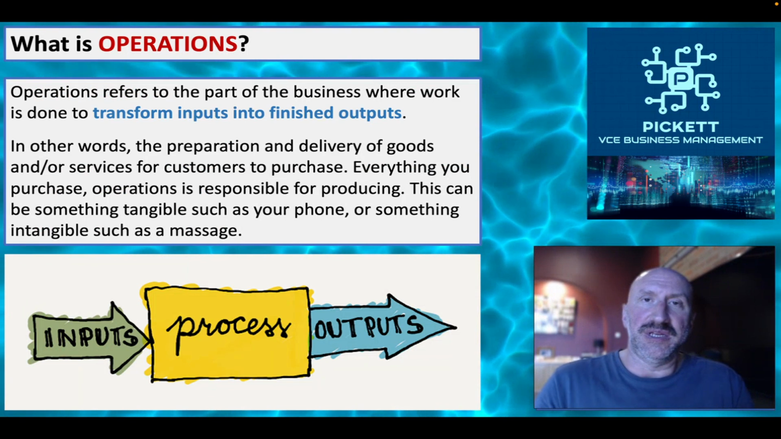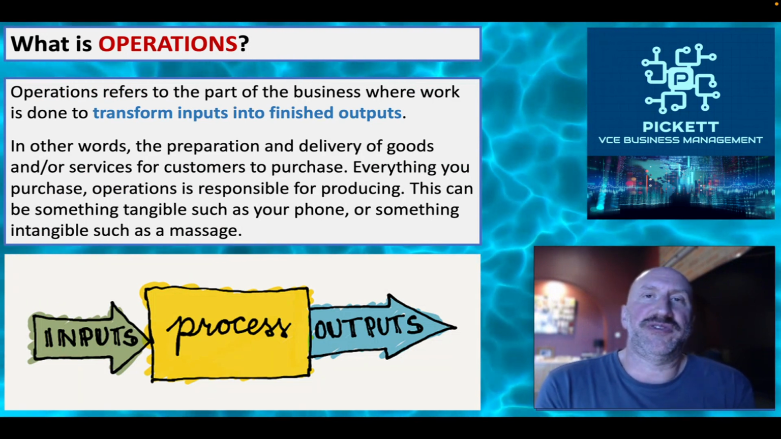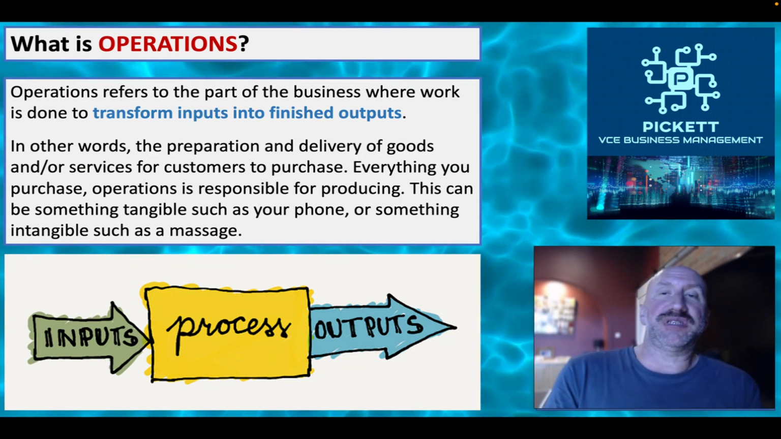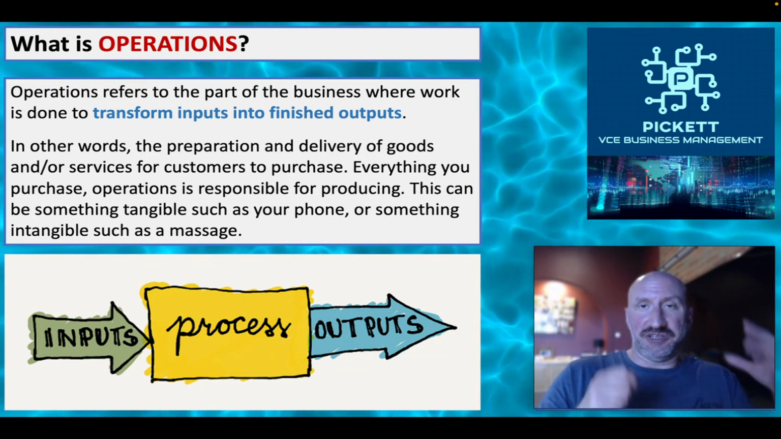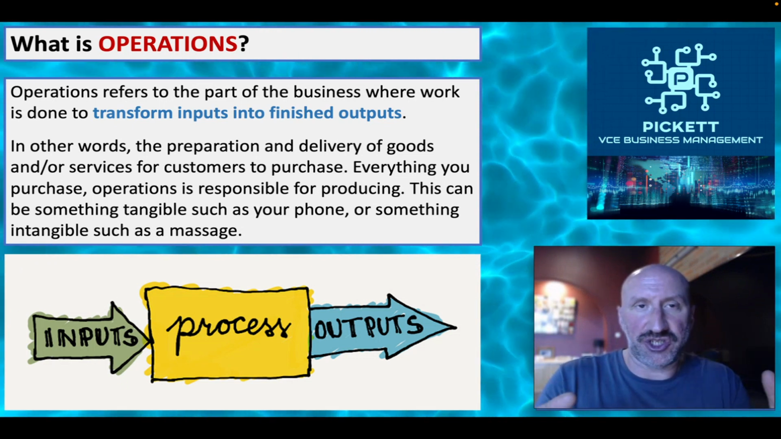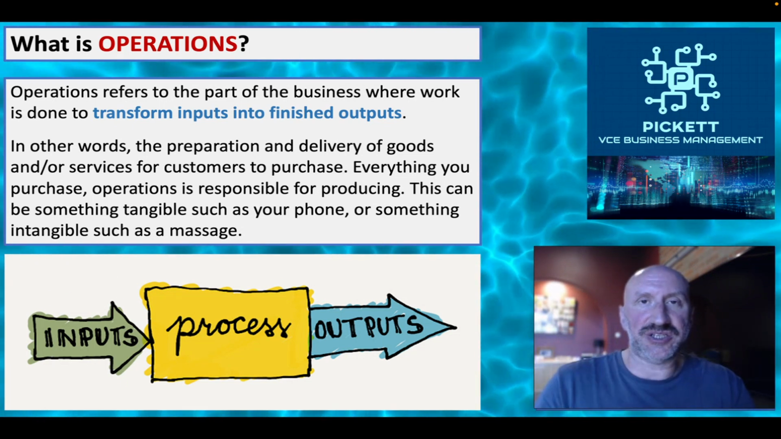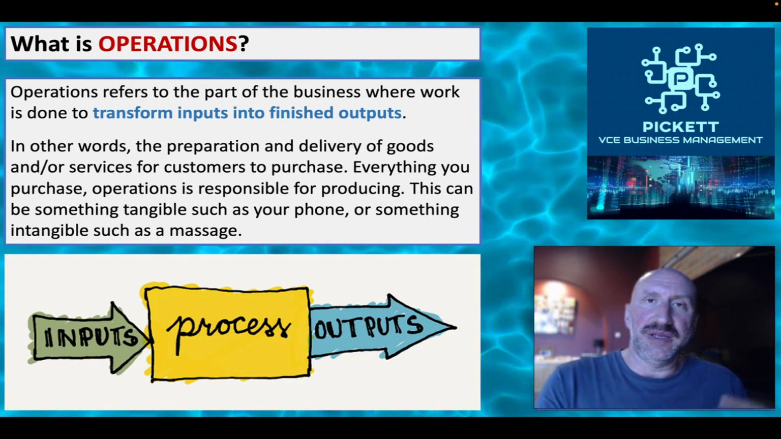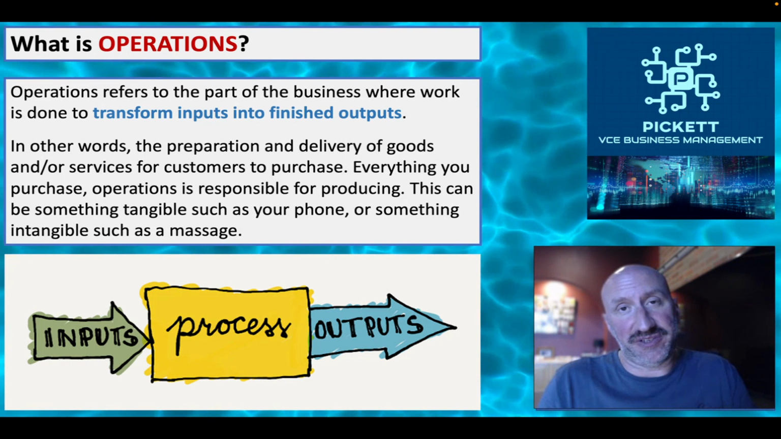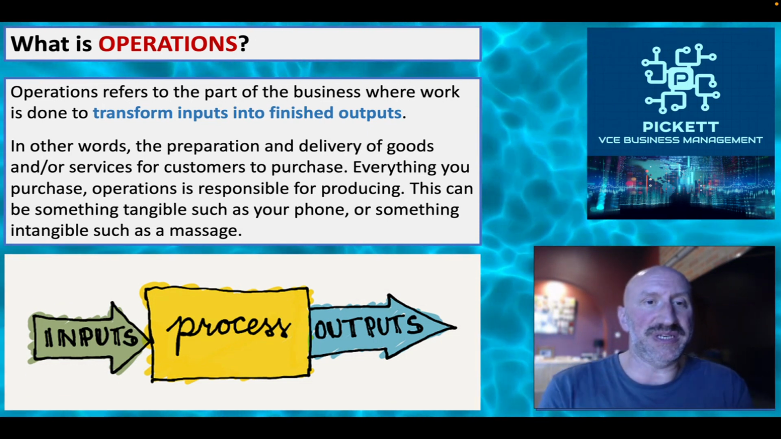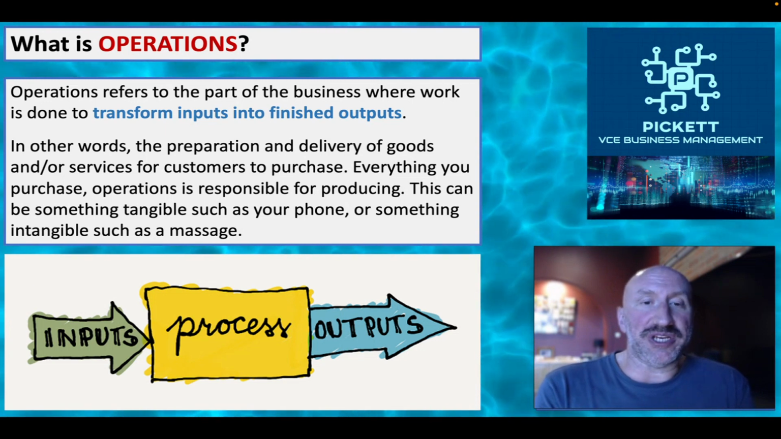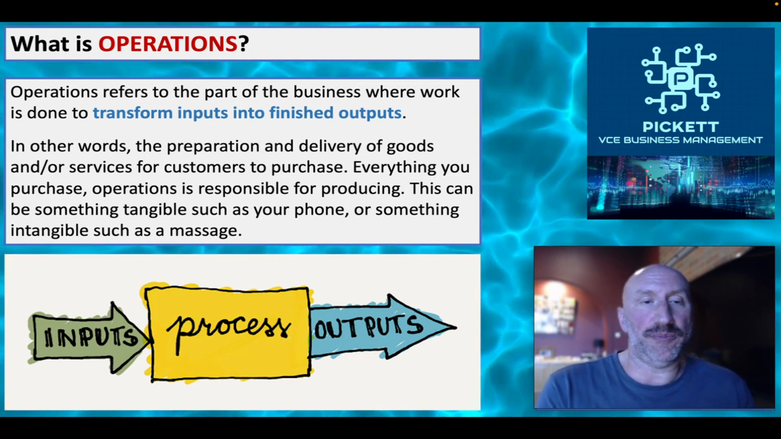So what is operations? Operations refers to the part of the business where work is done to transform inputs into finished outputs. So if you needed a one-liner definition for operations, that could be it. Expanding on that, it's the preparation and delivery of goods and or services, because this does apply to all types of business, for customers to purchase. Everything you purchase, operations is responsible for producing.